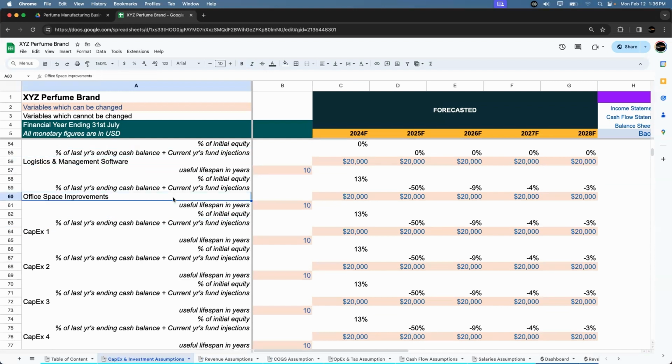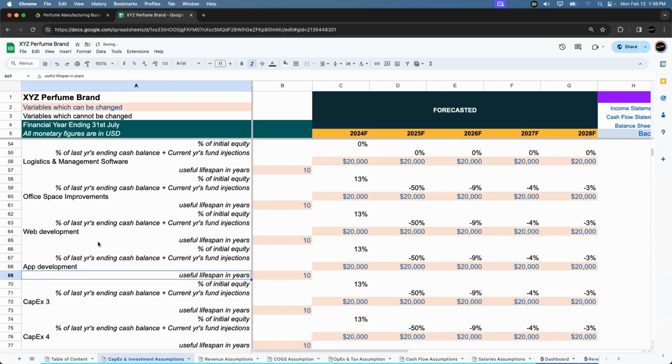In order to set up the business, we have certain items in here. For example, logistics management software, office space improvements. Let's say if you sell through a website, then you might put in here web development, then app development.